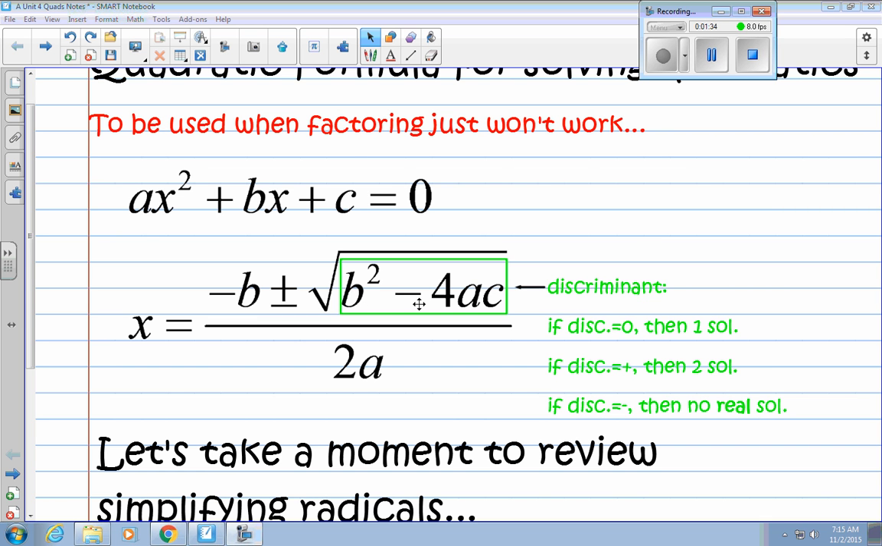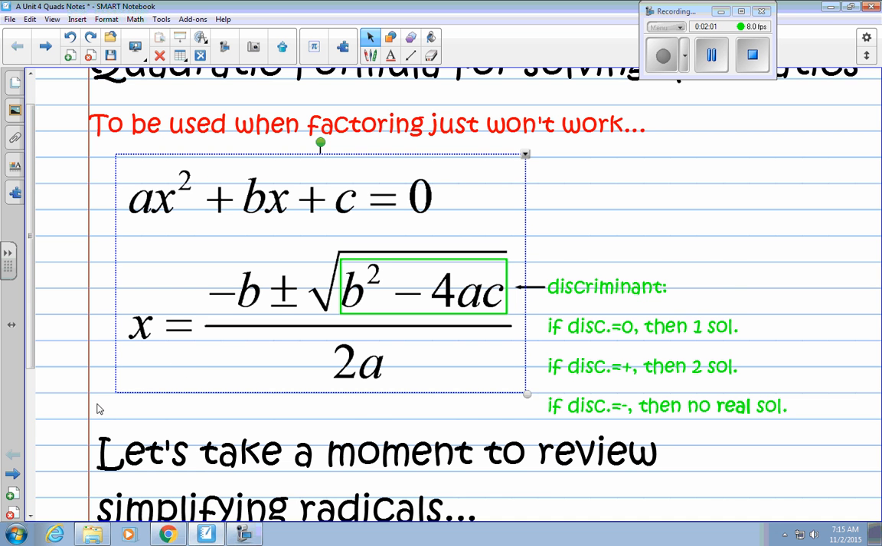If the discriminant is positive, you're going to get your two solutions. And again, remember when we are referring to solutions, we're talking about roots, x-intercepts, or zeros. They're all used interchangeably. We're looking for where our quadratic crosses the x-axis. And if your discriminant is negative, then there are no real solutions, because as of yet, we do not know how to take the square root of negative numbers.